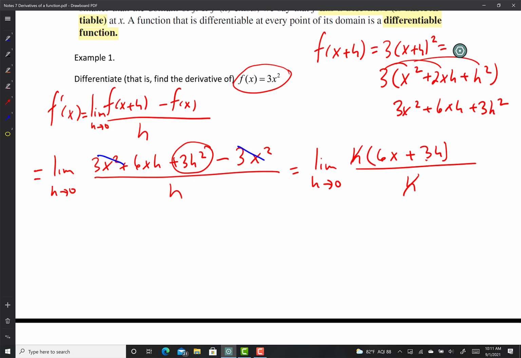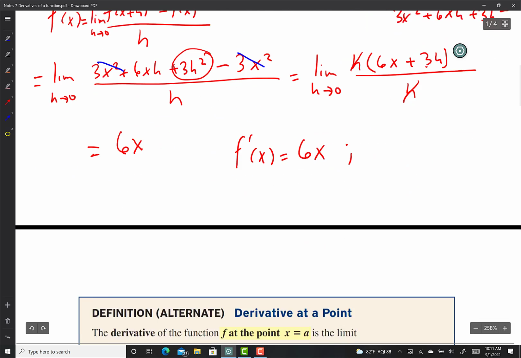Now that h is approaching 0, what do we get? That's it. So, here's how you label it. You go f prime of x is equal to 6x. And that's it. So the derivative of 3x squared is 6x. Okay, now check out what I'm going to do, because I didn't type it out.